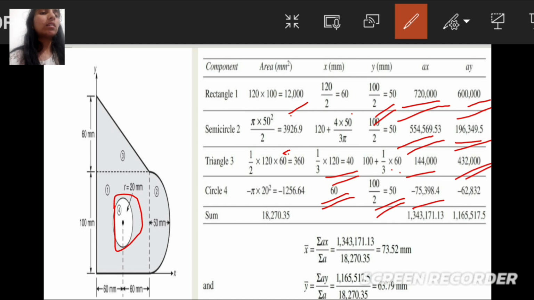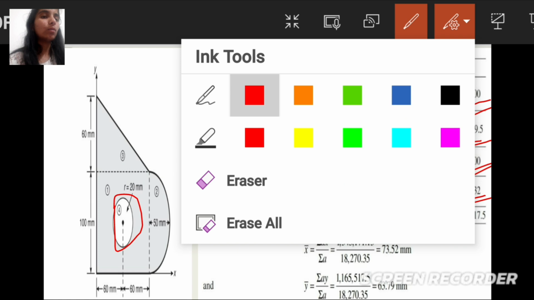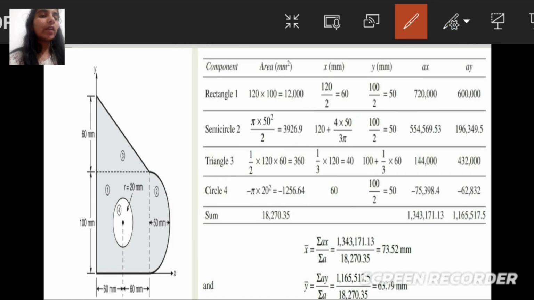In the triangle we have to multiply area into y-axis distance, 360 into something, we get 432,000. Same in the circle, we multiply area into centroidal distance of y-axis, minus 1256.64 into 50, sorry, we will get minus 62,832. Now we have to find out the summation of a, summation of ax and summation of ay.